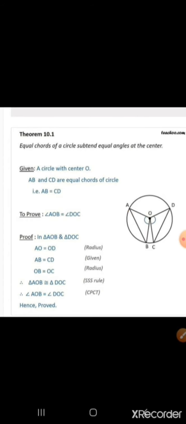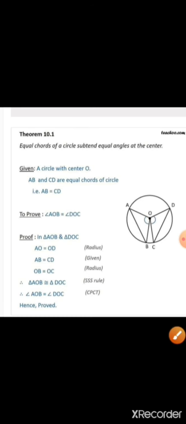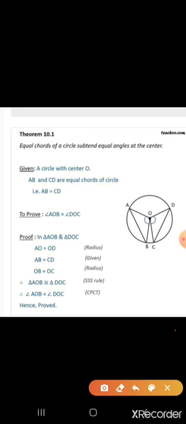AOB is the angle subtended by the chord AB, and COD is the other angle subtended by the chord CD. So what are the things given here? A circle with center O, and AB and CD are equal chords, so AB equals CD. And we have to prove that the two angles, AOB equals DOC.